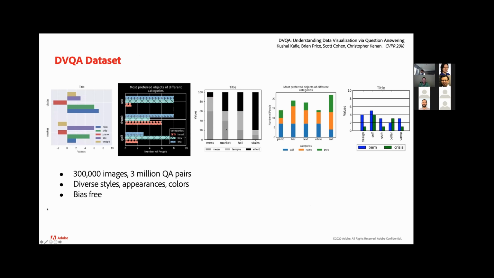We did try to make sure we had a lot of different variation in appearance. They'd be horizontal versus vertical. We'd have stacked bar charts versus grouped bar charts. We try to add in a lot of differences there. And we also wanted it bias-free. It's been found that for image VQA, if there's a yes or no question, usually the answer is yes. We wanted to try to avoid that by getting rid of bias like that.